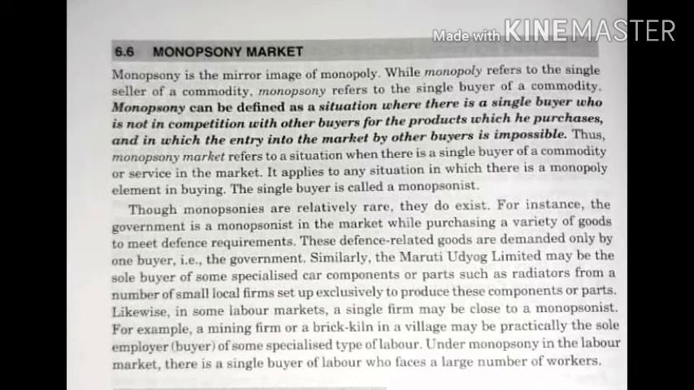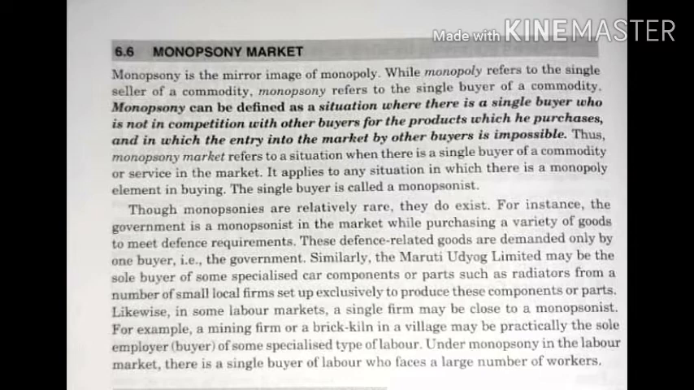Now to the meaning of monopsony market. Monopsony is the mirror image of monopoly. While monopoly refers to the single seller of a commodity, monopsony refers to the single buyer for a commodity. Monopsony can be defined as a situation where there is a single buyer who is not in competition with other buyers for the product which he purchases, and in which the entry into the market by other buyers is impossible.